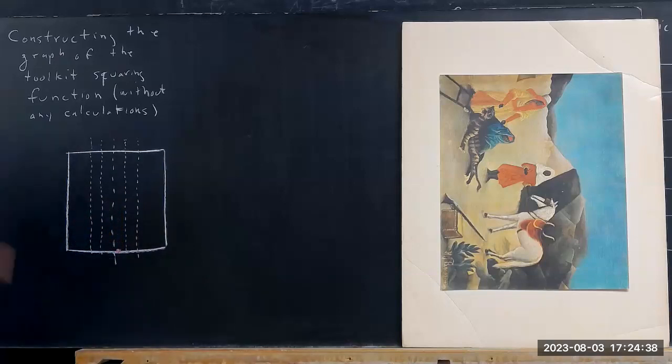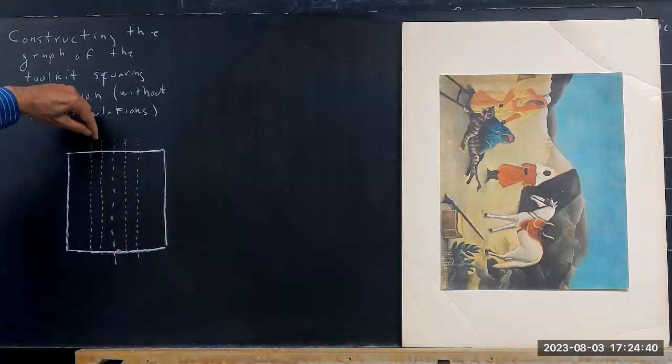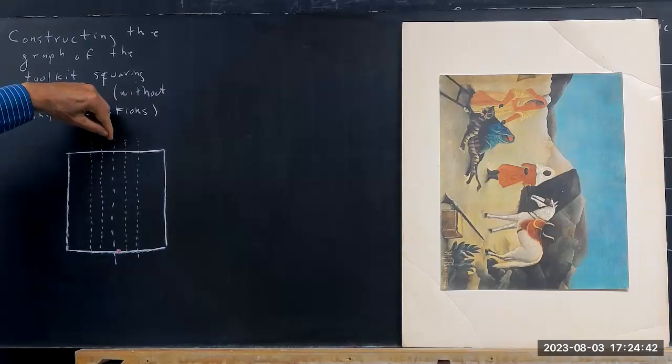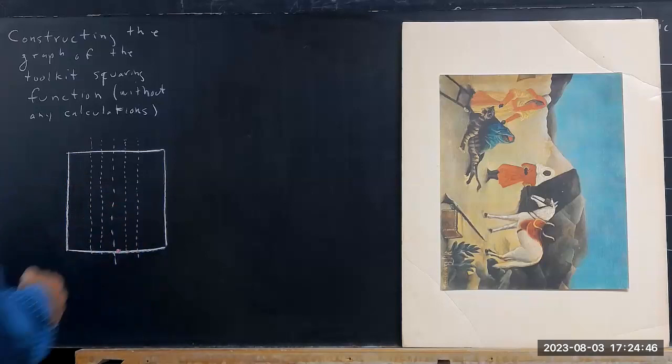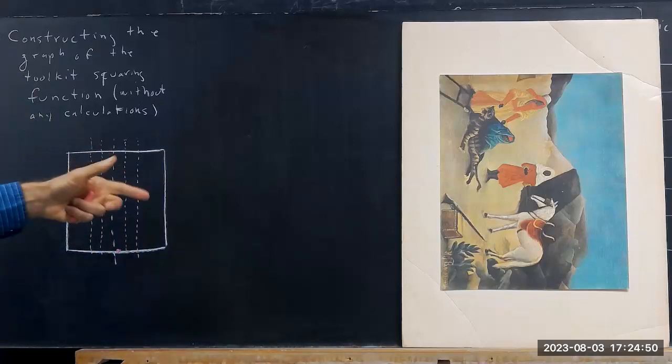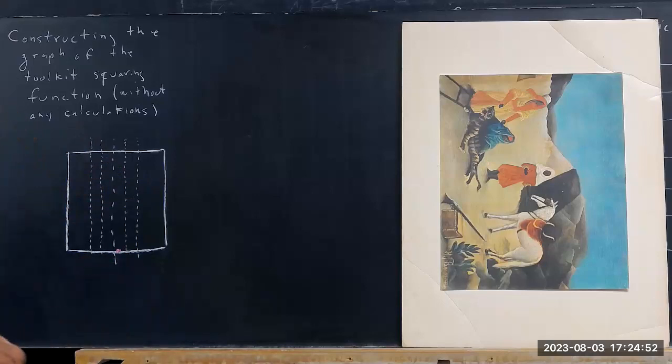And of course, I could continue this. I could cut this one in half, and then cut that one in half, and cut that one in half. Pretty soon, my lines would be all bunched up, and I wouldn't really be able to cut it in half anymore. But we don't need to do that. To do the basic graph, that's all we need as far as vertical lines.